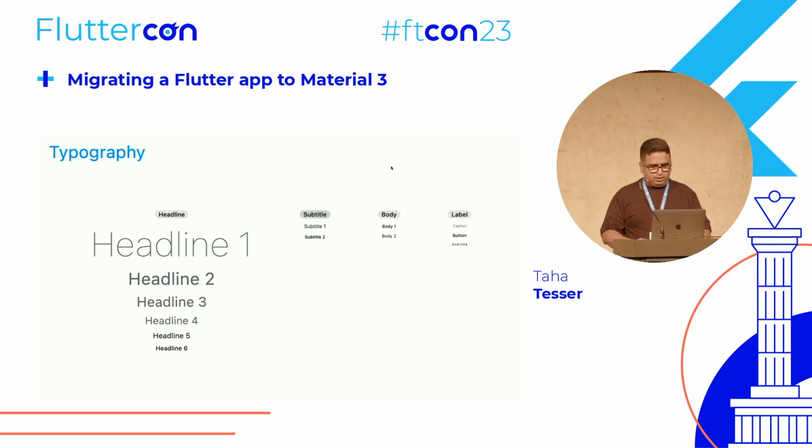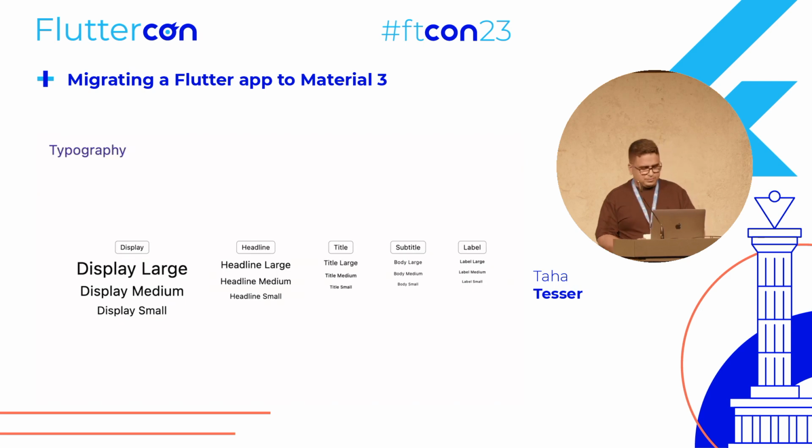But Material 3 really simplifies this. It creates 5 groups of typography where every group has a small, medium, large variation, which makes it a lot easier to scale your typography. Like if you want to support a bigger screen, you just use a bigger font that also scales uniformly. You can see the display large uniformly scales. Small is a small display, and large is a large display.